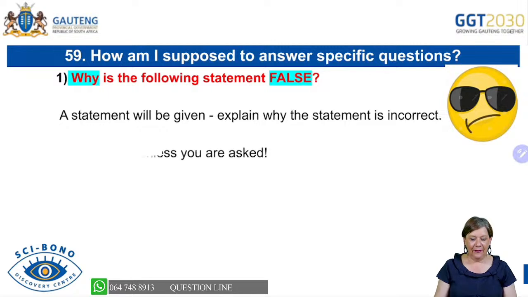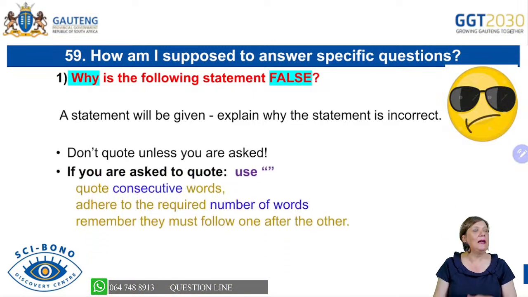Now, it might be asked to quote, but you also might not be asked to quote. You have to read your instructions very carefully. If you are asked to quote, you're welcome. Otherwise, you're not allowed to. But let's pretend you have been asked to quote. If you are asked to quote a number of words to prove that the statement is false, then you have to use your inverted commas.